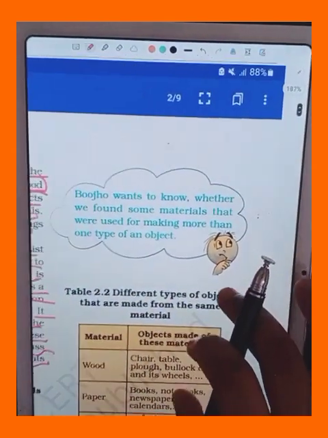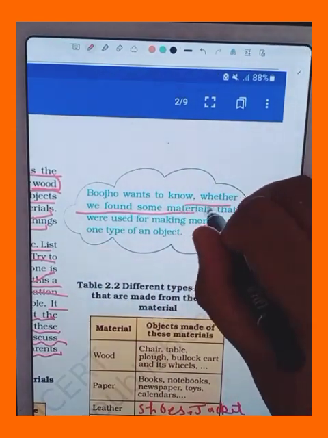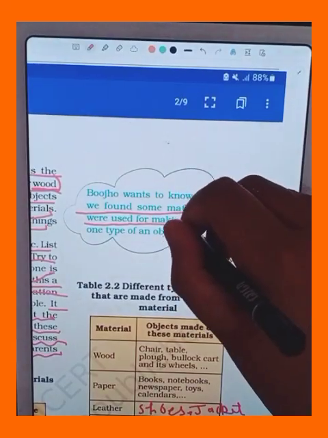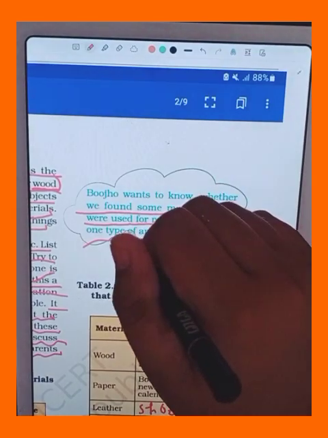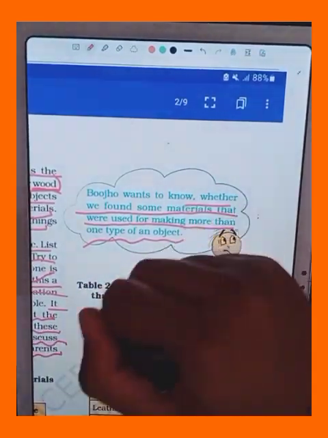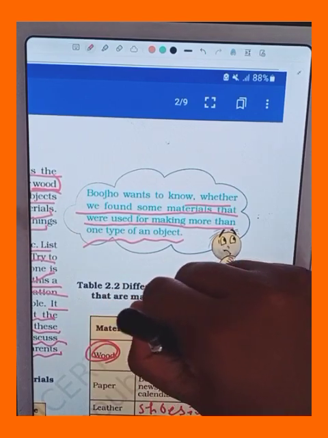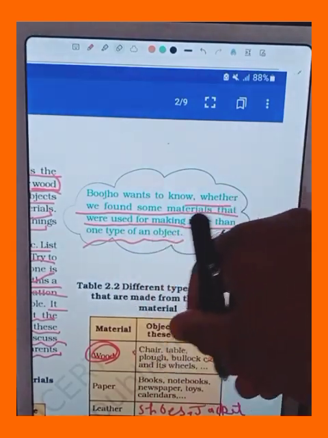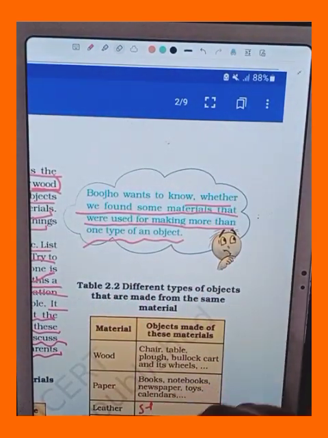So we have to read this. Boojho wants to know whether we found some materials that were used for making more than one type of object. So we can say wood. Take an example of wood. Chair is made, table is made, plough, bullock cart, papers. Yes, these are all the examples. Boojho was wondering, and his wondering was right.